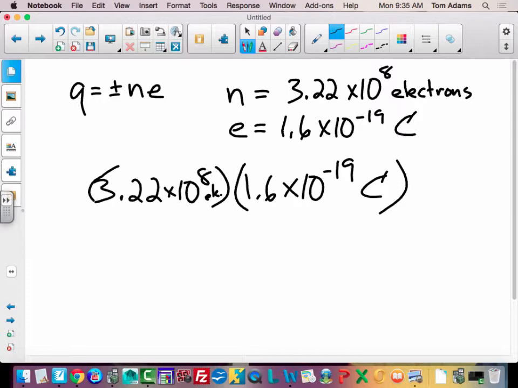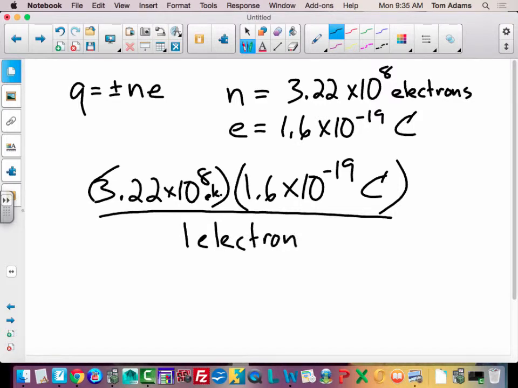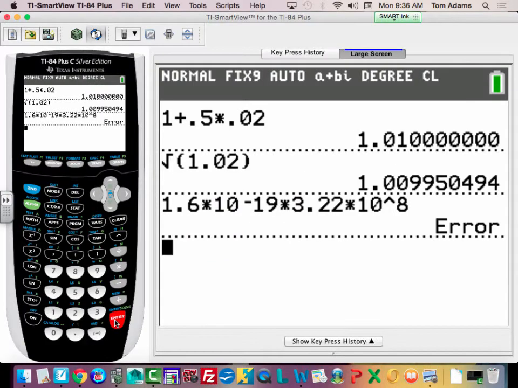And that would give me a value, but I've got to get rid of the electron somehow. So technically I'm supposed to divide this whole thing by one electron, which doesn't change the numerical value, but it allows me to cancel this with this.